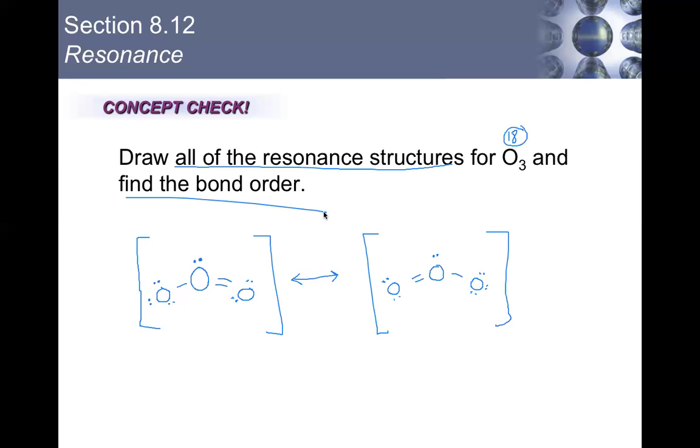So what do I do now? Find the number of bonds. So what does a single bond count as? One. And a double bond counts as a 2. So that's 3 over 2, we'll say this is our bond order. And so 3, and how many spots are they located in? 2. So what do I get? 1.5.